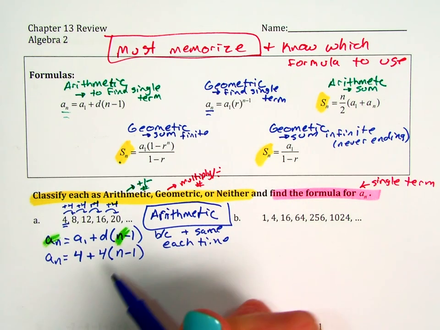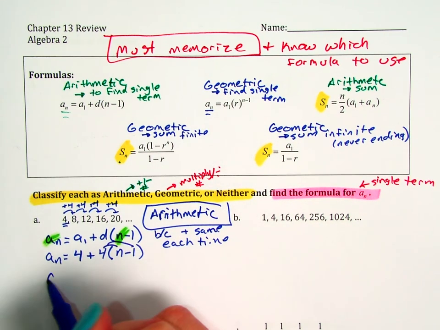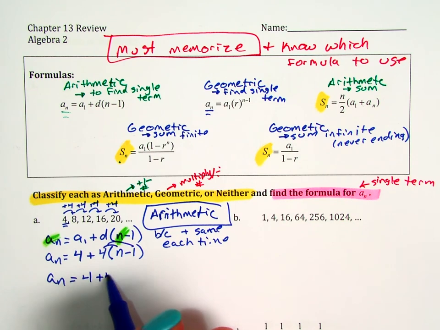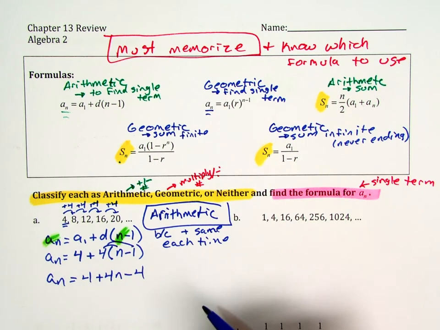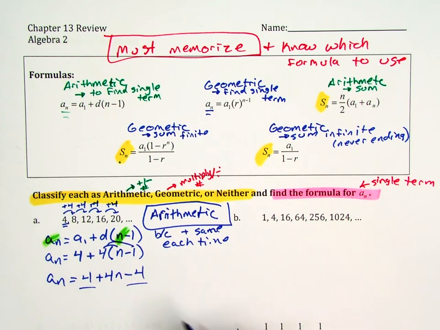So now we're going to have to simplify that. So we distribute in. We get a sub n equals 4 plus 4n minus 4. Right? We can combine our like terms. Well, 4 minus 4 zeros out, so those go away. So a sub n equals 4n for this formula. Okay, so now let's look at the next formula.